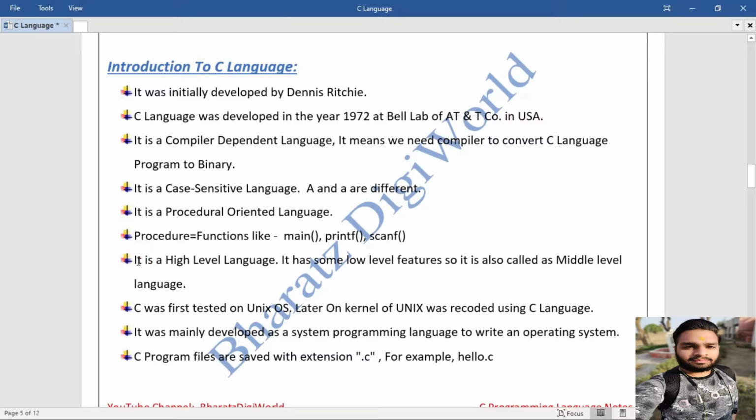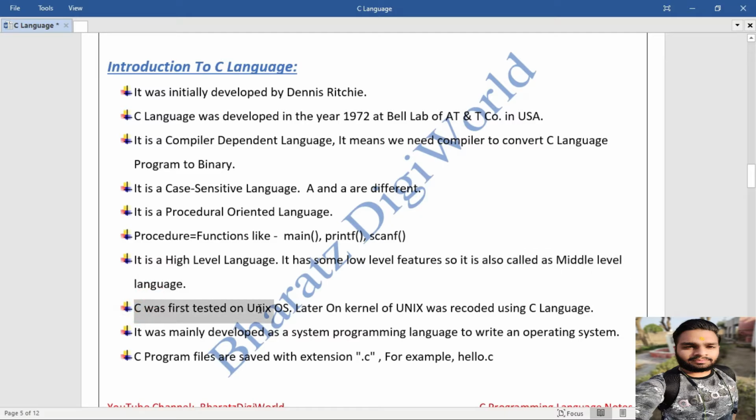Let's move on. C language is a high level language. In our last lecture, we have learned about low level language and high level language. So you better know what is a high level language. Now C program also has some low level features. That means C language has the features of high level language as well as the low level language. So it is also called as middle level language.